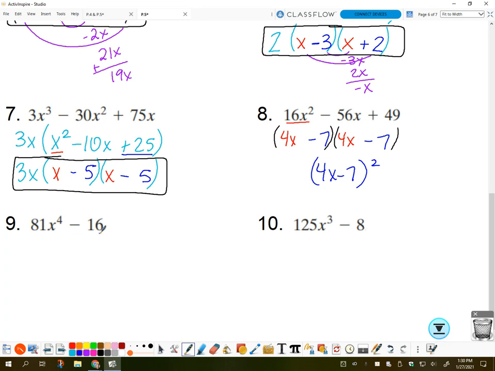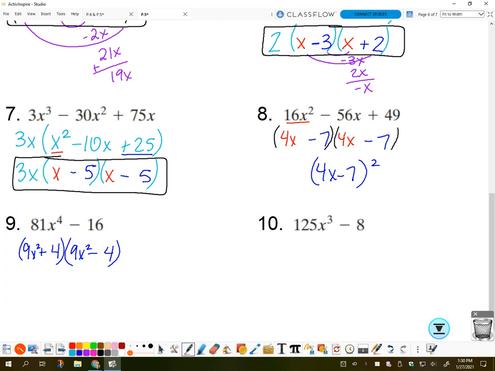Let's see, there is no GCF here, so we're just going to factor. It's 2 terms, it's a difference, and these are perfect squares. So I know I need 2 binomials. I need 1 add, 1 subtract. The square root of 81 is 9. The square root of x to the 4th, you always just half the exponent, so it'll be x squared. So you got 9x squared in the front. 16 square root is 4.